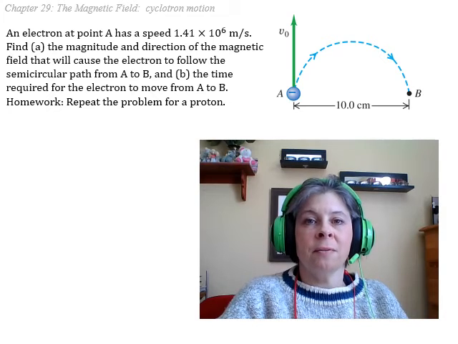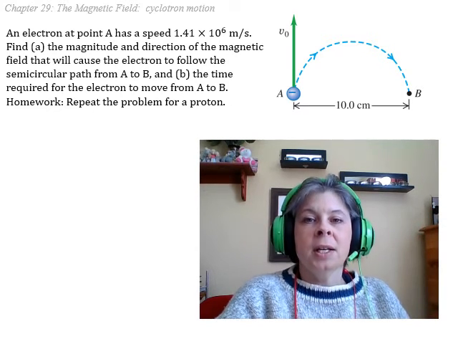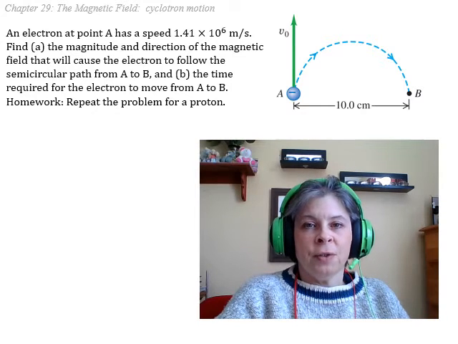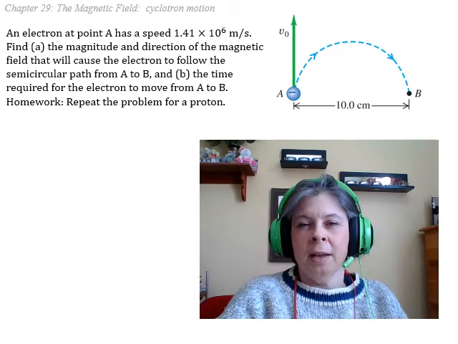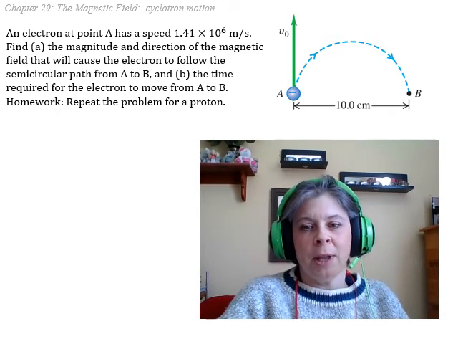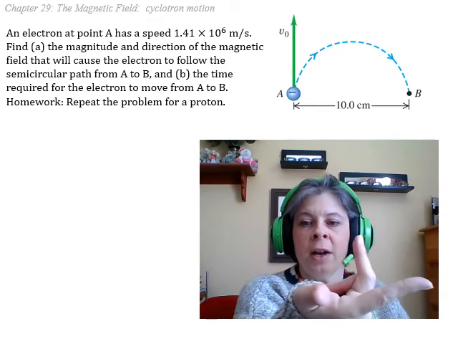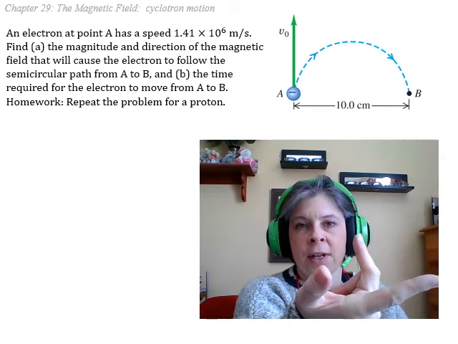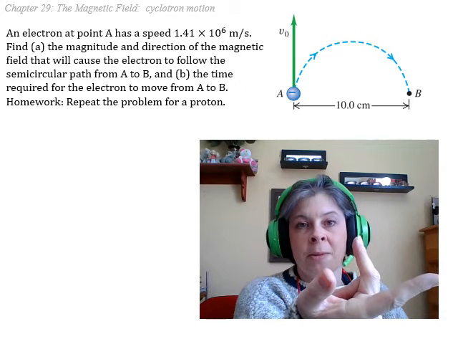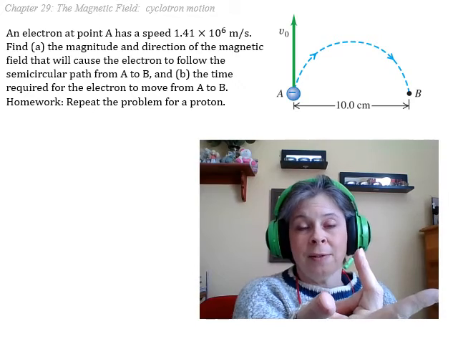We're asked to find the magnetic field that makes the electron travel in this path. So let's start by finding the direction. To find the direction, we'll notice that we know the velocity. We can sort out what the force has to be. Then we can use our right-hand rule to find the magnetic field. In our right-hand rule, our thumb is velocity, our index finger is magnetic field, and our extended middle finger is the force. If you know two of those ingredients, you can always find the third.